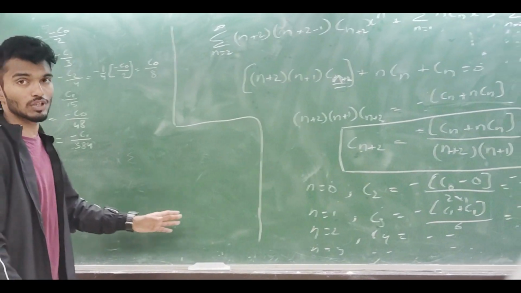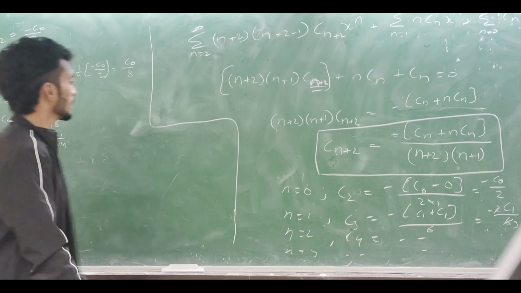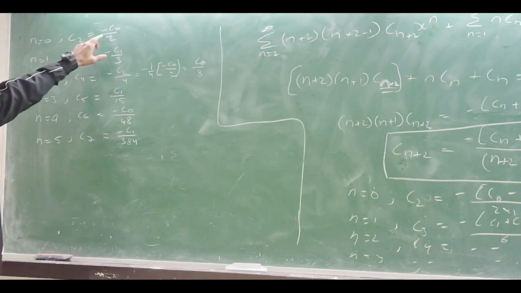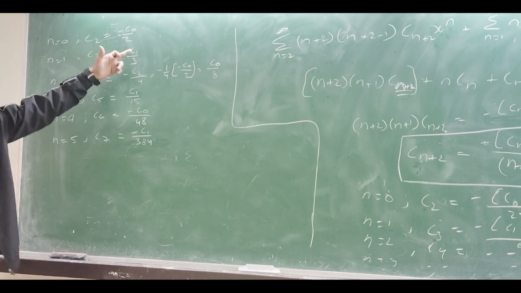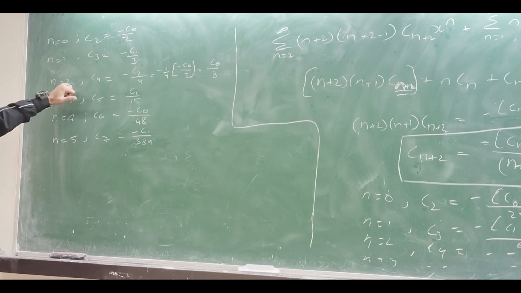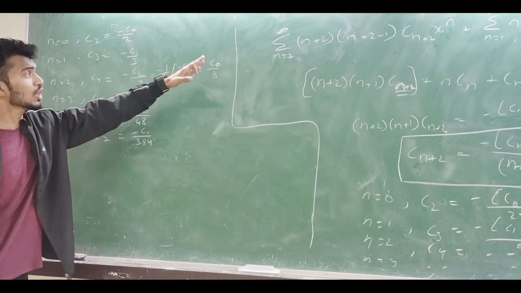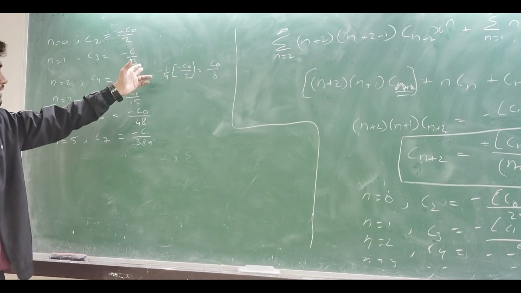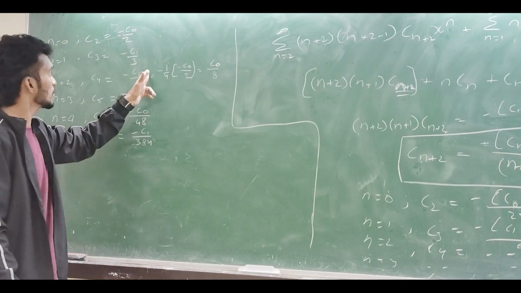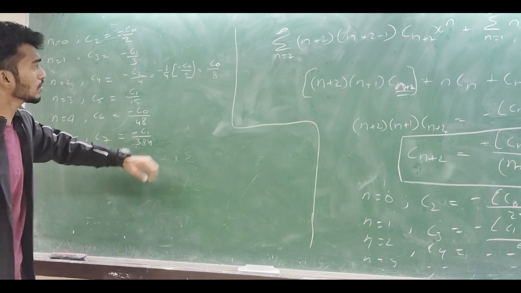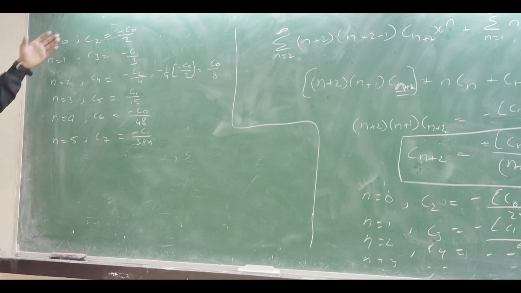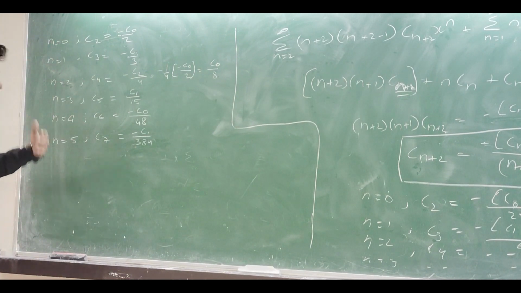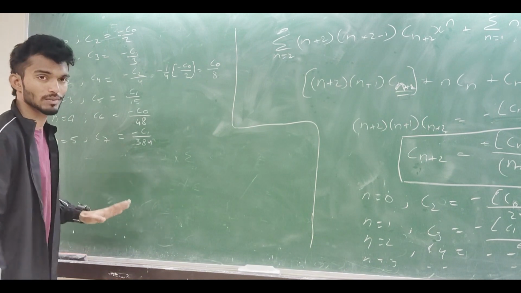By substituting n equal to 0 in this equation, we get C2 is equal to minus C0 by 2. Substituting n equal to 1 we got C3 equal to minus C1 by 3, and by substituting n equal to 2 we got C4 equal to C0 by 8. Writing C4 in terms of C2, where C2 is minus C0 by 2, we get C0 by 8 and so on. If we go on, then we get C5, C6, C7 and so on. Up to here is enough.